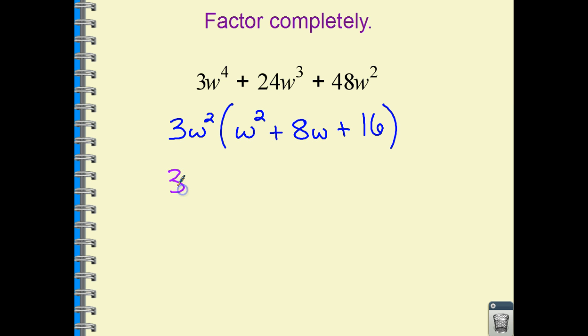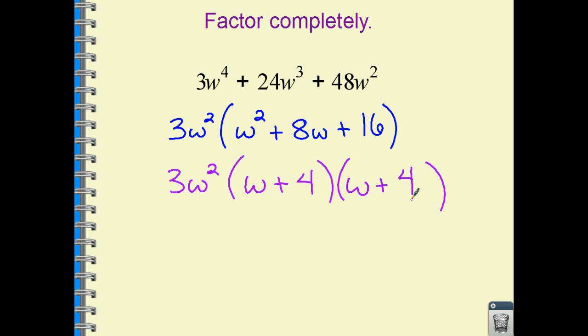So we have our 3W squared. We take our trinomial and factor it into a product of two binomials. And they're both addition signs. We got to recognize that. The ends of our trinomial are both perfect squares. So we know that that's going to break down into W and our pluses. And then what's that perfect square for 16? That would be our 4.